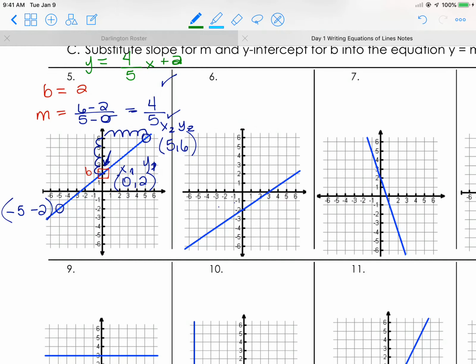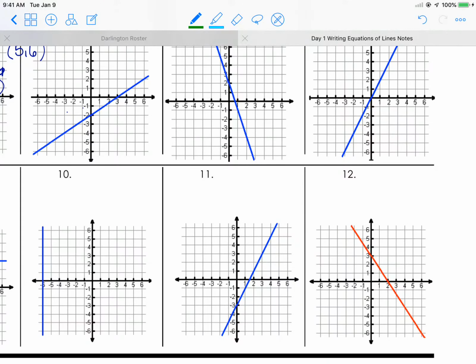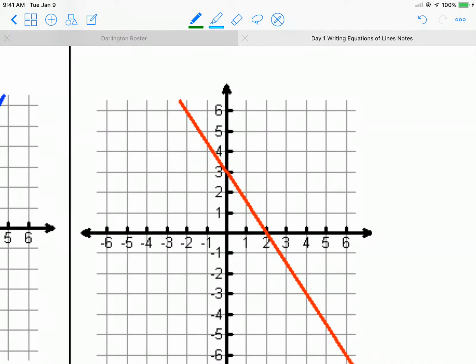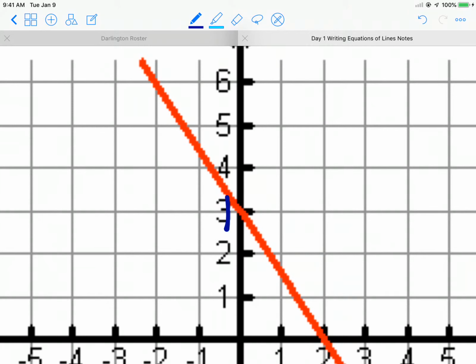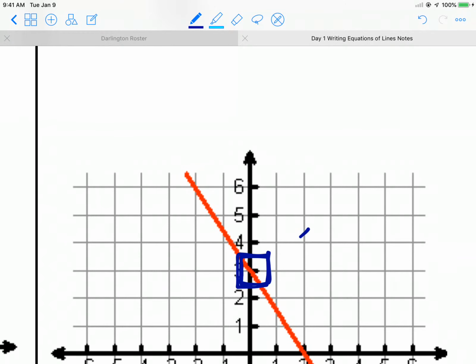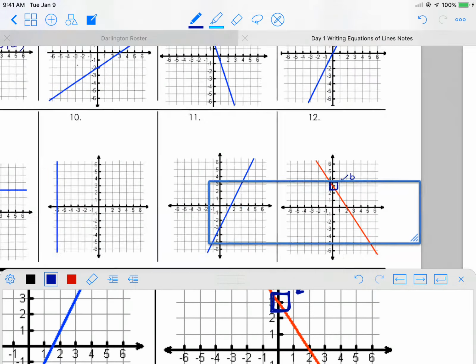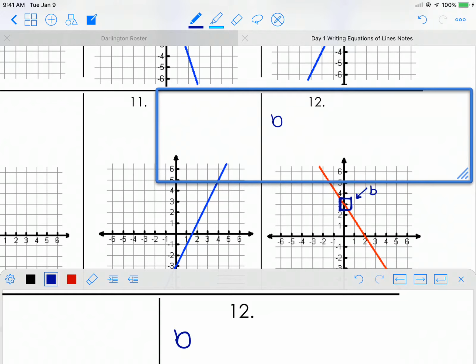Let's do one more of those, but this time we're going to have a negative slope. So, number 12 looks fun. It's in red. Red's a good color. Big fan of red. Here we go. Let's identify our y-intercept. Where does this red line intersect my vertical y-axis? There's my b. All right, so I know my y-intercept, my b, is 3.